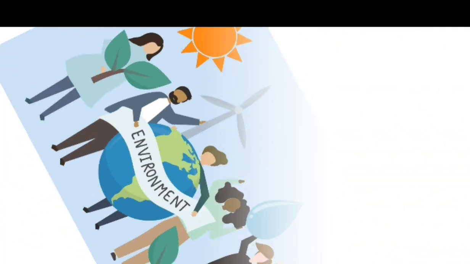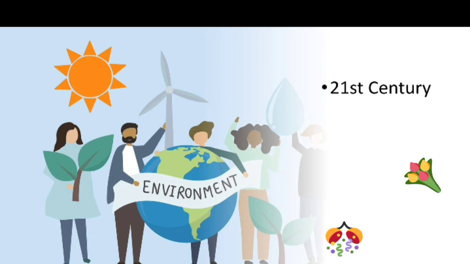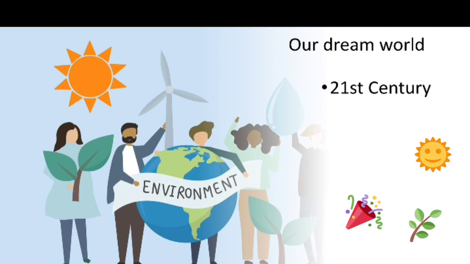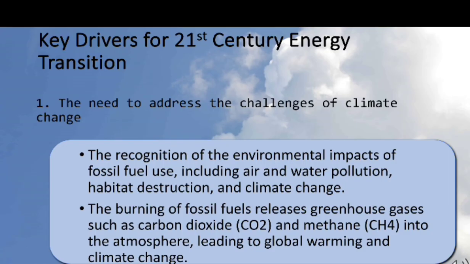Okay, so this is where we want to be in the future. We want clean energy, clean air, better health. According to the UN, most prosperity for everyone, good health, no poverty. That's where we want to be in the 21st century. That's our dream world, basically. And we're hoping that the awareness and energy transition going on would eventually lead us where we want to be, and that is here. Okay, so moving on.